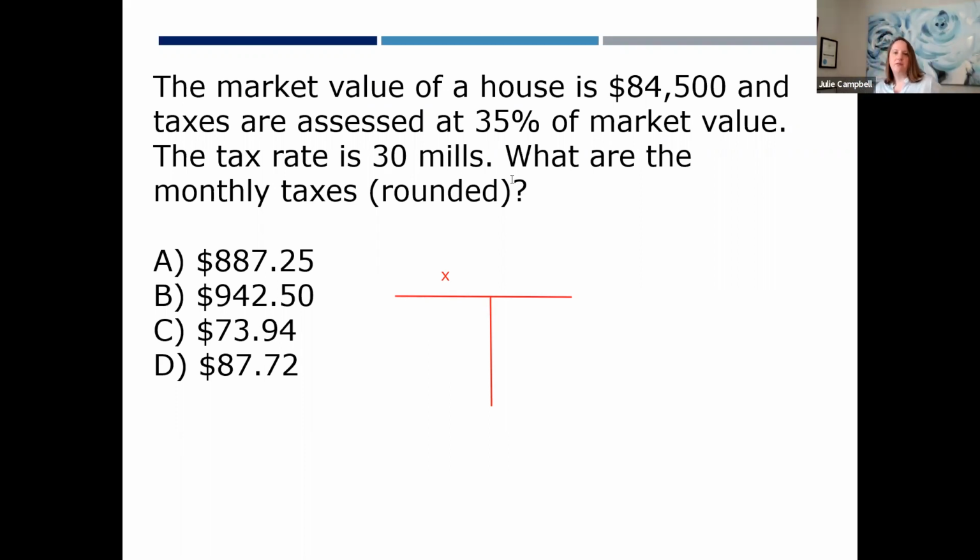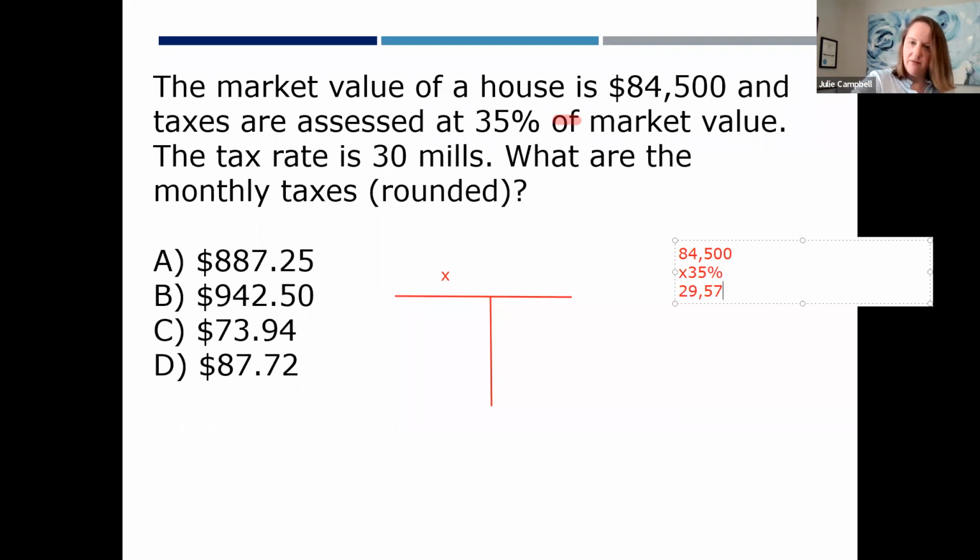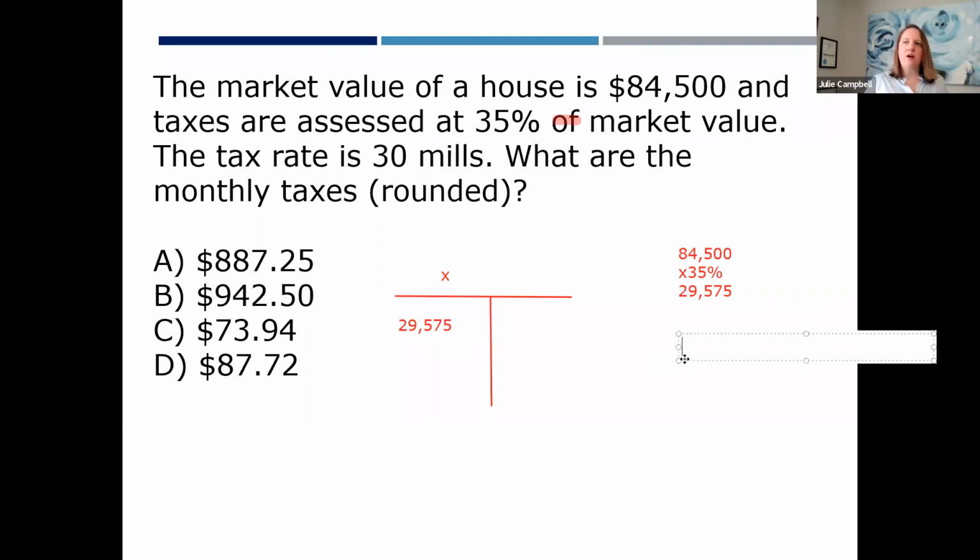So we have a market value of 84,500. Taxes are assessed at 35% of market value. So how do we find the assessed value? We take our market value of 84,500 times 35%, and we have an assessed value of $29,575. I want to live here, right? All right, so 29,575 is our assessed value. And then for our rate, we have something called a mill.